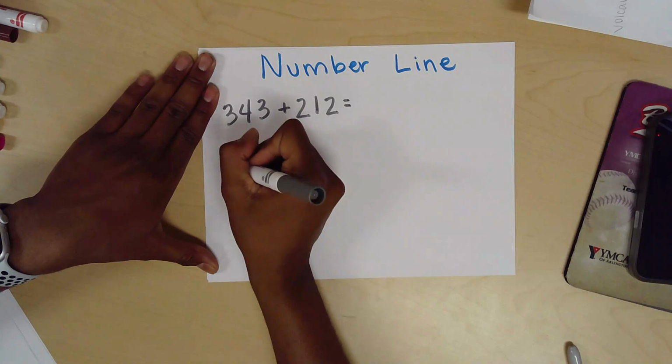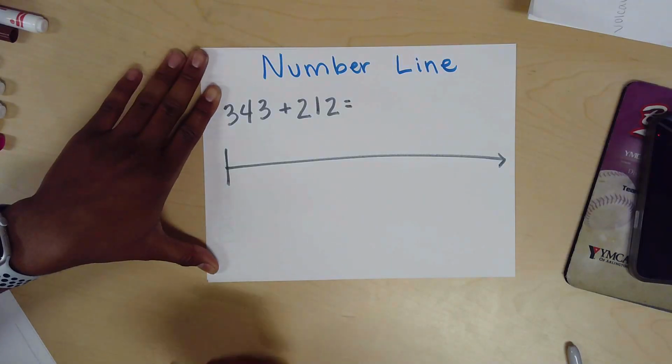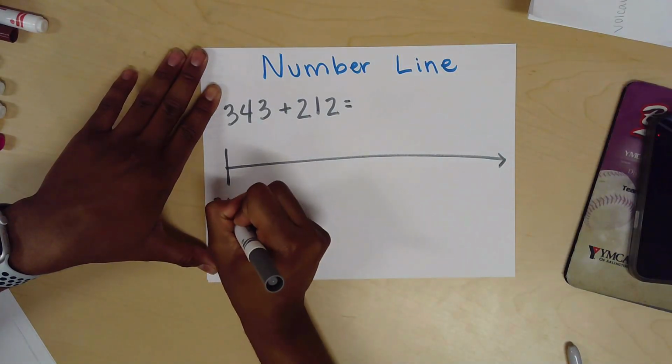Sorry. Anyways, so with the number line, we use an open number line. We start with our bigger number.